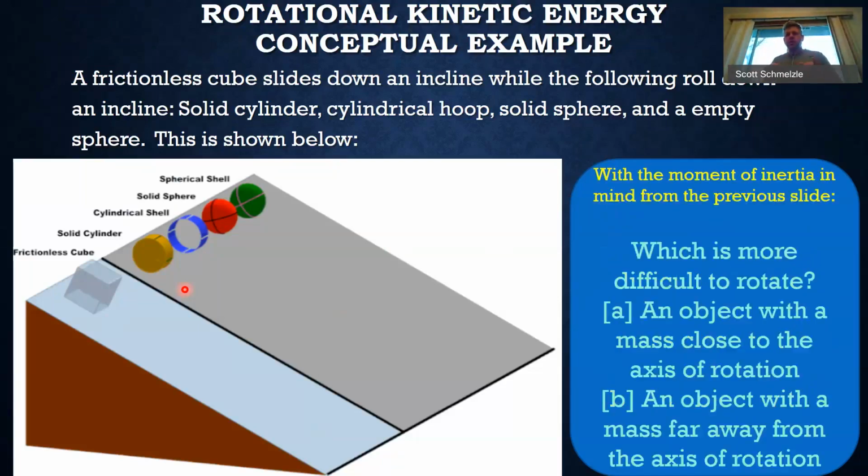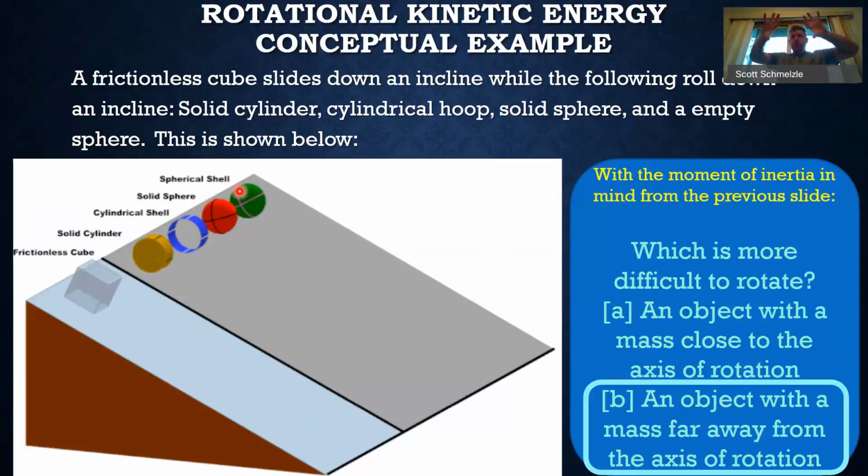So a couple of questions before that. Which is more difficult to rotate? An object with a mass close to the axis of rotation or an object that has a mass far away from the axis of rotation? If we're talking about a moment of inertia, it's mr squared. So the one that should be more difficult is the object that's farther out. That's where we see that shell, whether it's the cylindrical shell or the spherical shell, all of that weight is pushed out, so it's all on the edge of that whole structure.